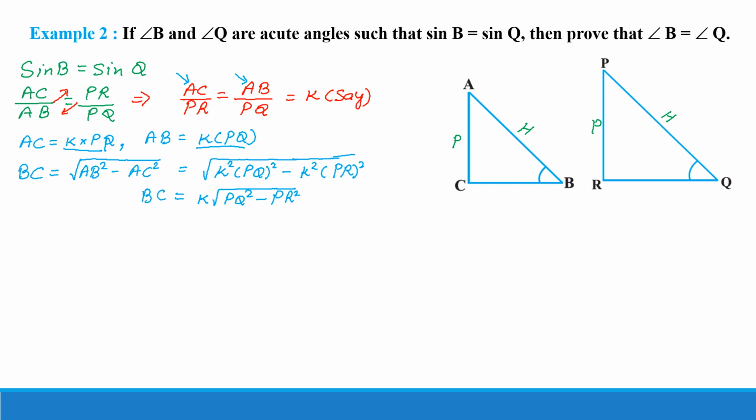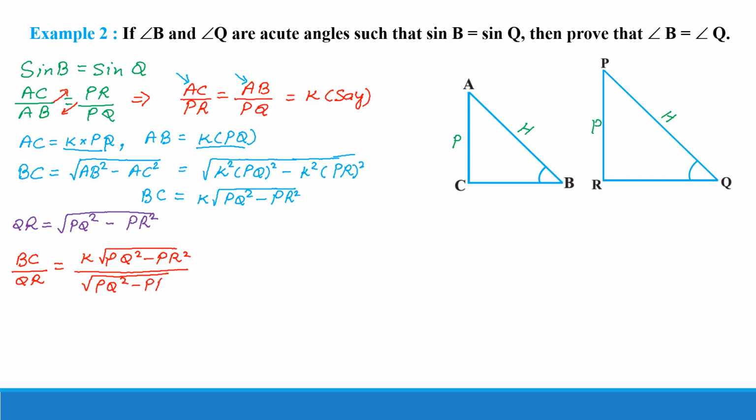This is the value of BC. In the same way, if we calculate the side QR from the triangle PQR, QR will be equal to the square root of PQ square minus PR square. And now if I calculate the ratio of BC and QR, which gives us K times the square root of PQ square minus PR square divided by the square root of PQ square minus PR square.